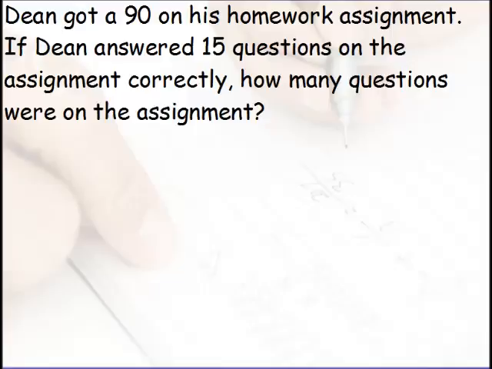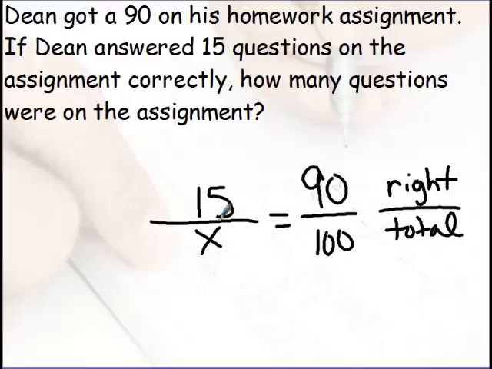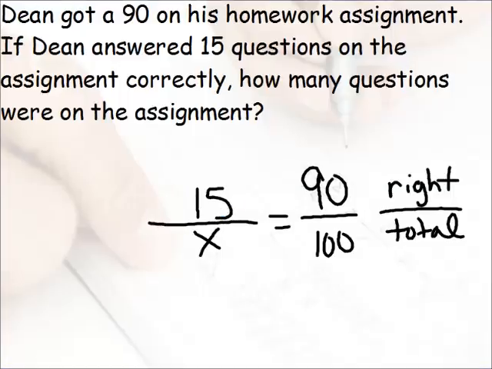This one is a little different. Dean got a 90 on his homework assignment. So we know he got 90% correct, which would be 90 out of 100. If Dean answered 15 questions on the assignment correctly, so remember, 90% is how many are right out of a total of 100%. So if Dean answered 15 questions on the assignment correctly, how many questions were on the assignment? So this one is flipped. We're trying to find out how many total questions there were, and we know that there were 15 that were answered right. For this one, we'll just look at this setup and we'll move on to solve another proportion.